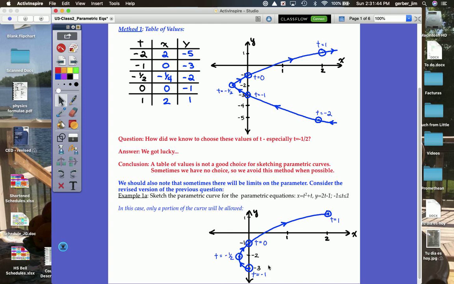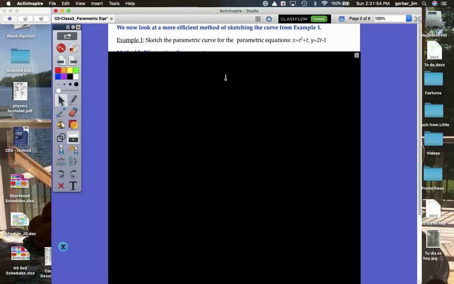Well, now I said that a table of values is not a great way of doing this, so it's left to us to figure out what is a better way of doing it. So let's look at, again, the same question. This time we don't want to do it with a table of values, and so we do something called eliminating the parameter. Remember, the parameter is what we call t. T is the parameter, so we'd like to eliminate that.